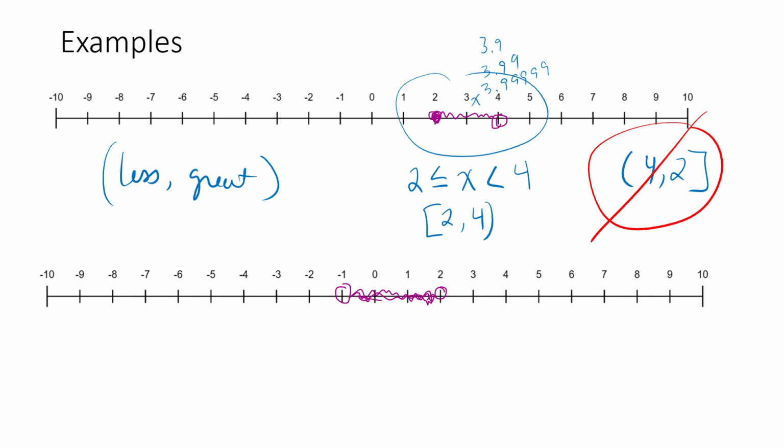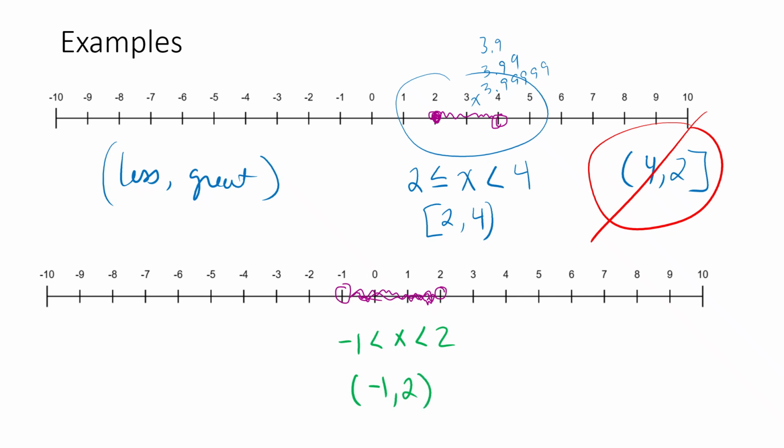Now the next one here is the interval from -1 to 2, but neither the -1 nor the 2 are included. So in inequality notation, that would look something like this. -1 is less than X is less than 2, where you're not including the -1 or the 2. In interval notation, it would look like that.